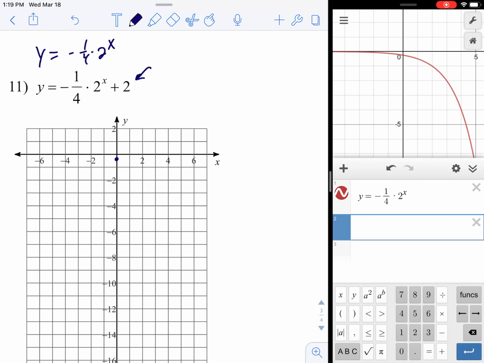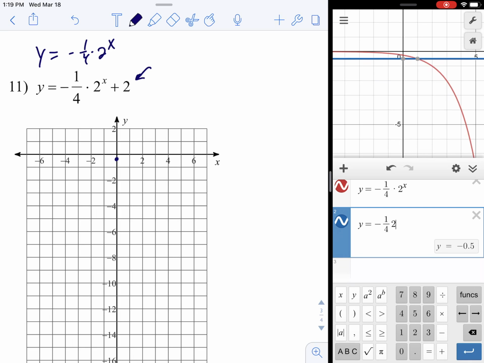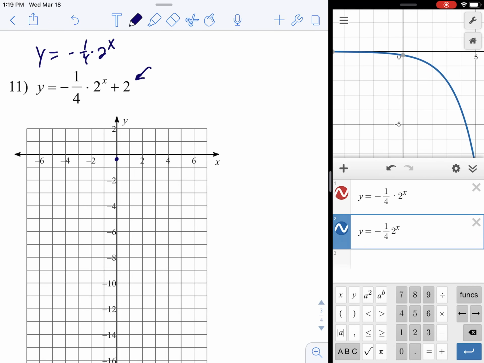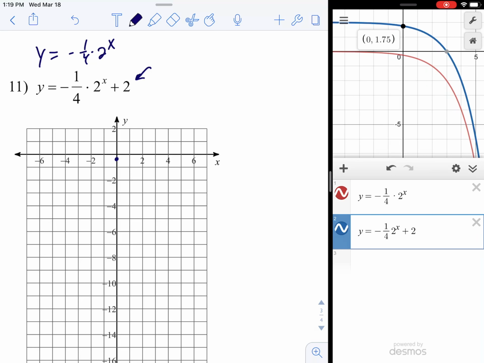And then we'll graph y equals negative 1/4 times 2 to the x. Now I have to hit my little over arrow to type in the plus 2 here. And that plus 2 moved the graph upward. So now I have a new asymptote. This is the first time this has happened. My curve looks like this.